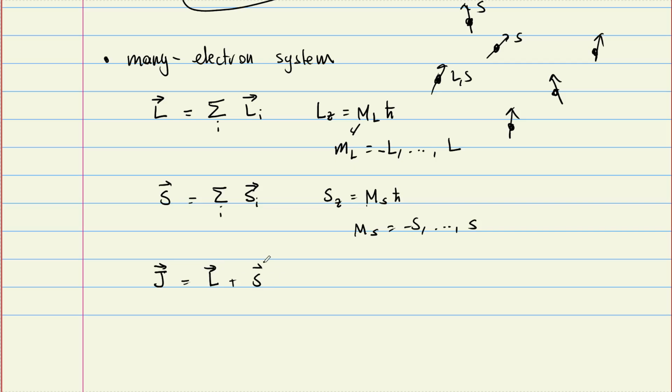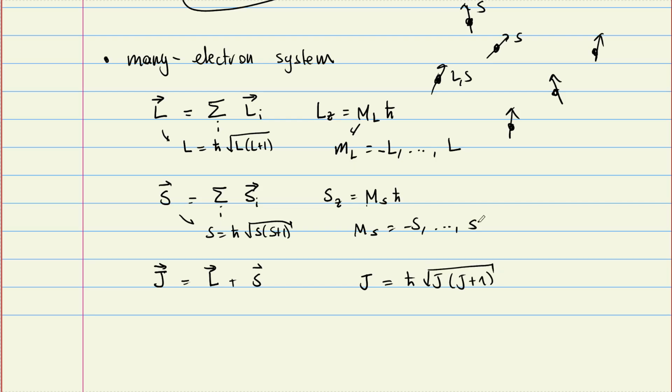There are many terms inside, and I add all of them. And here, the magnitude of L is ħ√(L(L+1)). The magnitude of S is ħ√(S(S+1)). Then the magnitude of J is going to be ħ√(J(J+1)). And M_J is going to be minus J up to plus J.